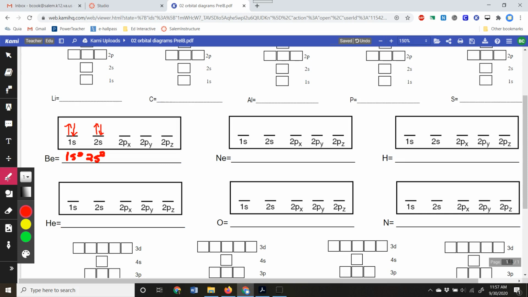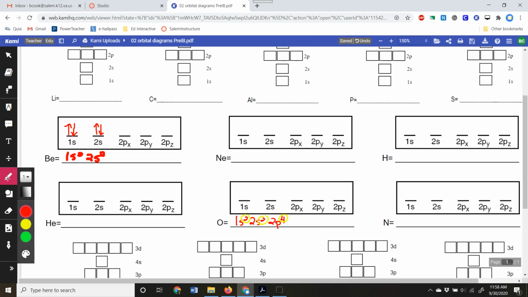All right, let's move on to one that's a little bit more complex. We're going to go to oxygen. Oxygen's electron configuration is 1s2, 2s2, 2p4. All right, so remember that when you fill in these orbital diagrams, the superscript here tells you how many electrons are in that orbital. So we're going to have to really pay attention as we fill this one in. It's a little bit more complex.